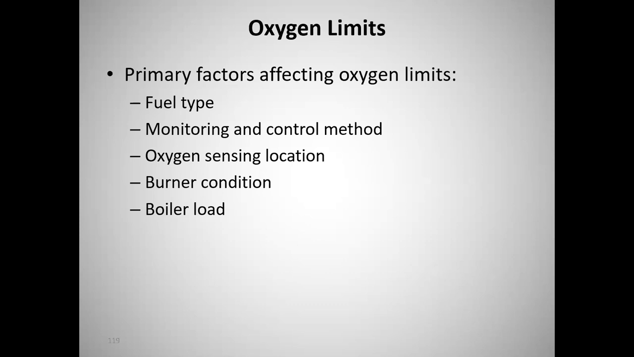The fuel type: different sorts of fuels are going to require more or less air for appropriate combustion. The monitoring and control method that we're utilizing on the boiler. We'll talk about that a little bit. A more sophisticated control system will allow us to do a better job. The oxygen sensing location. Where are we taking these measurements? Where is the probe that is accessing the flue gas?